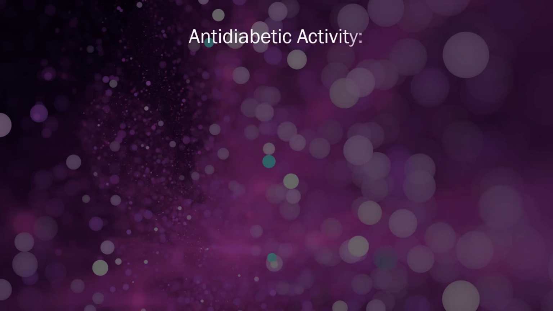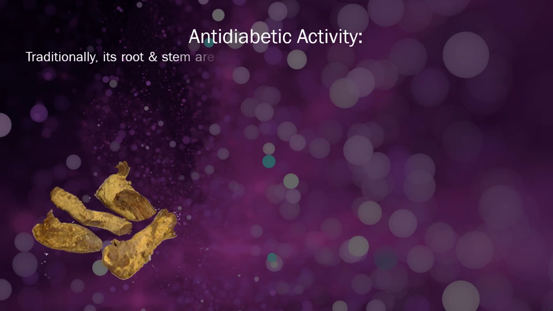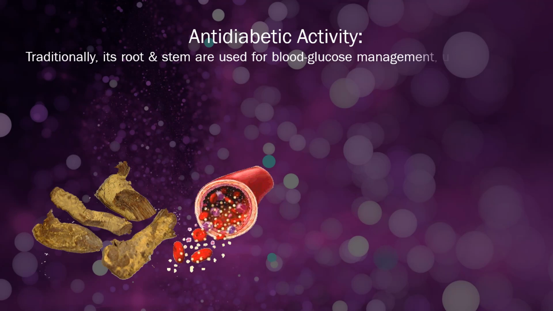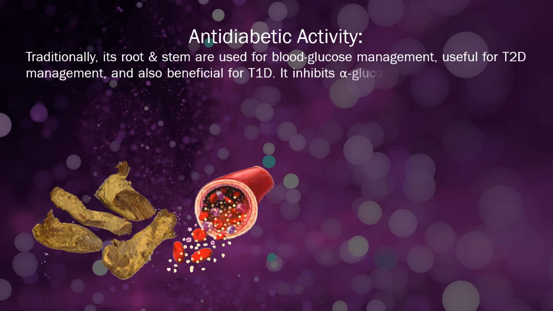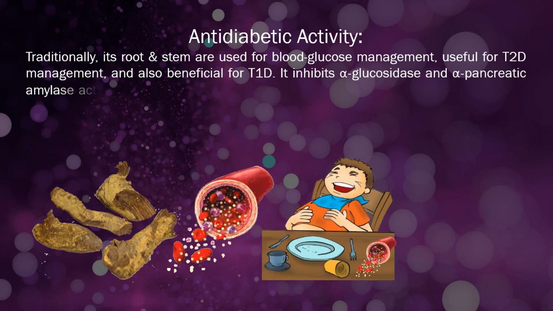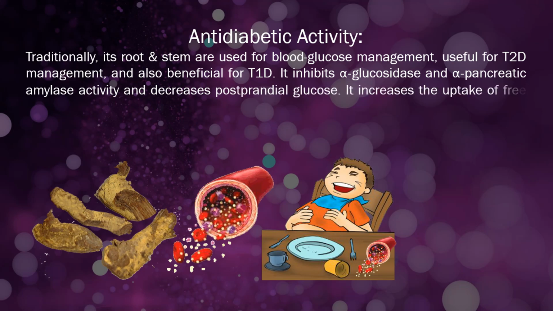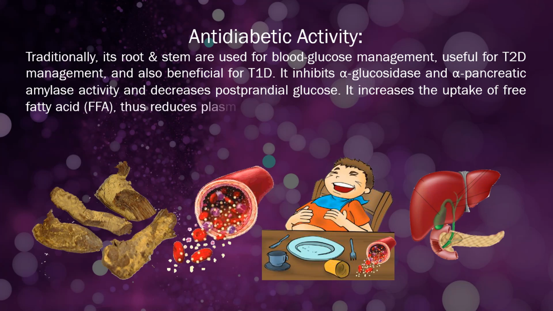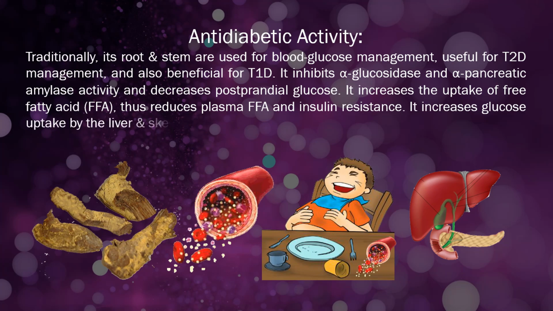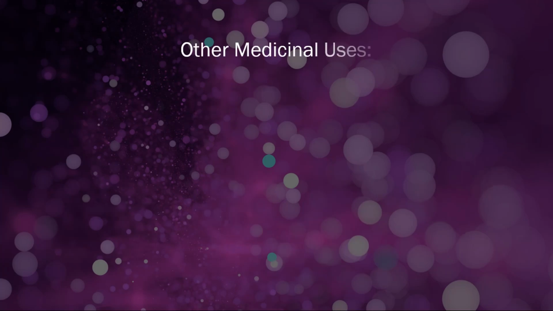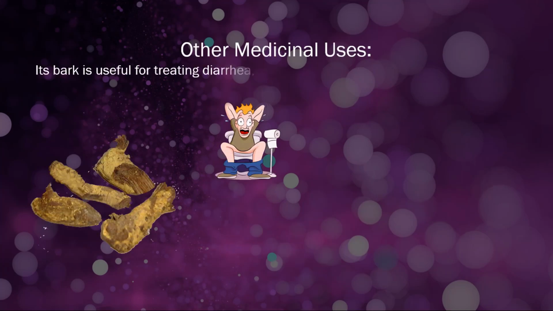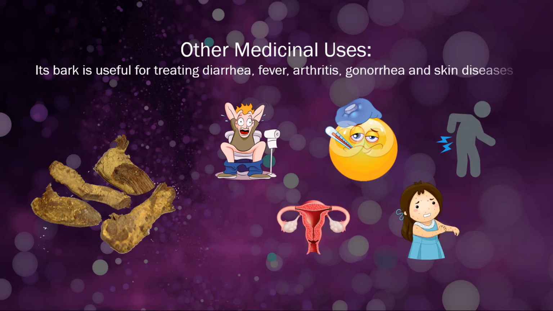Anti-diabetic activity. Traditionally, its roots and stems are used for blood glucose management, useful for type 2 diabetes management and also beneficial for type 1 diabetes. It inhibits alpha-glucosidase and alpha-pancreatic amylase activity and decreases postprandial glucose. It increases the uptake of free fatty acid, FFA, thus reducing plasma FFA and insulin resistance. It increases glucose uptake by the liver and skeletal muscles and decreases plasma glucose levels. Other medicinal uses. Its bark is useful for treating diarrhea, fever, arthritis, gonorrhea and skin disease.